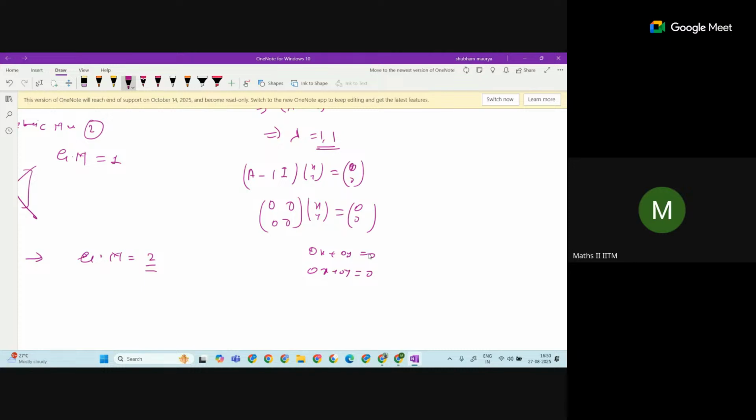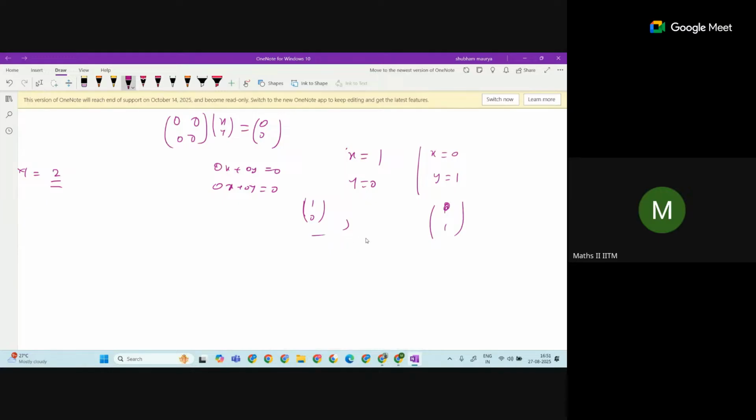So you can give an independent value to x. Let's say I give x as 1 and y as 0. So you got a vector 1 0. Similarly, I give another x equal to 0 and y equal to 1. By that way I can generate another vector. These two are different, meaning independent.